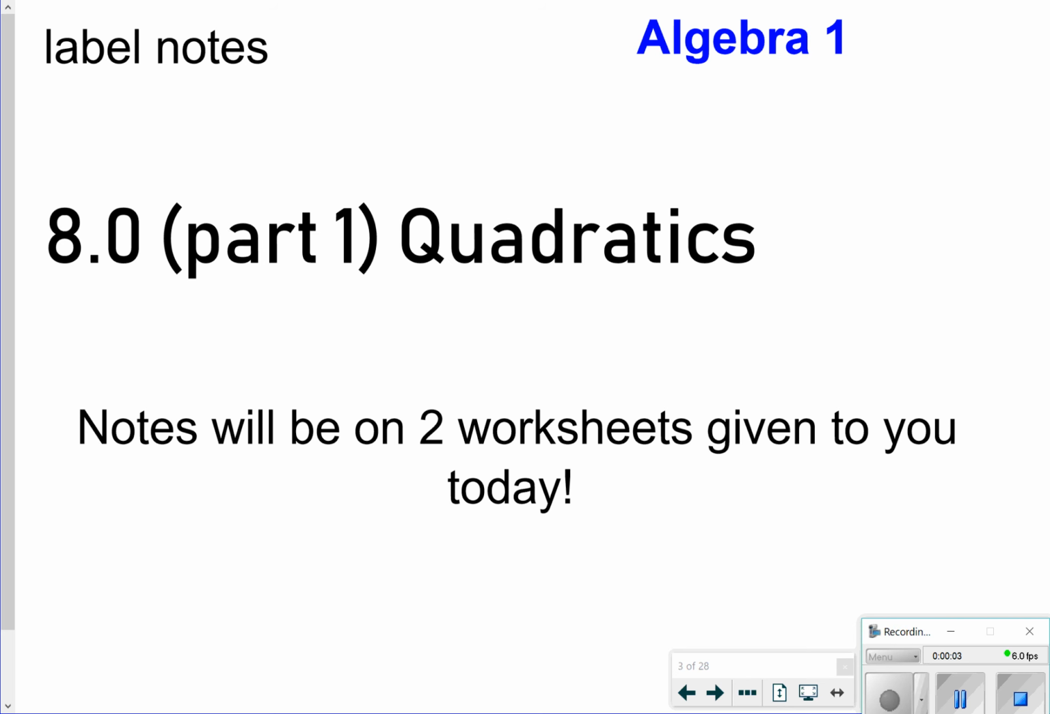Today we're going to be looking at Lesson 8.0, Part 1, and this is just an introduction to our Quadratics chapter. You do get 2 worksheets to help you with some guided notes today, so make sure you have those before you start taking notes on this, otherwise you'll just be writing down a lot more than needed. And let's go ahead and get started with that first study sheet.